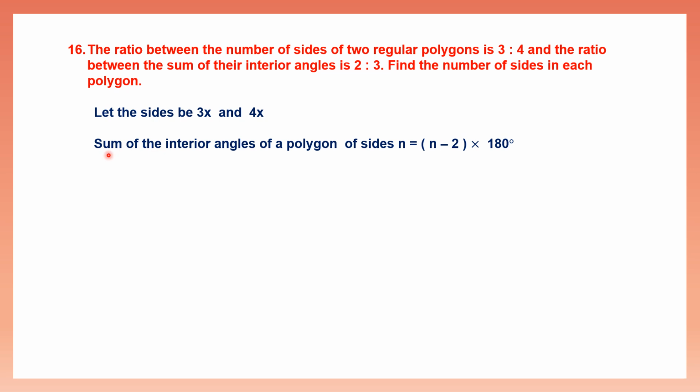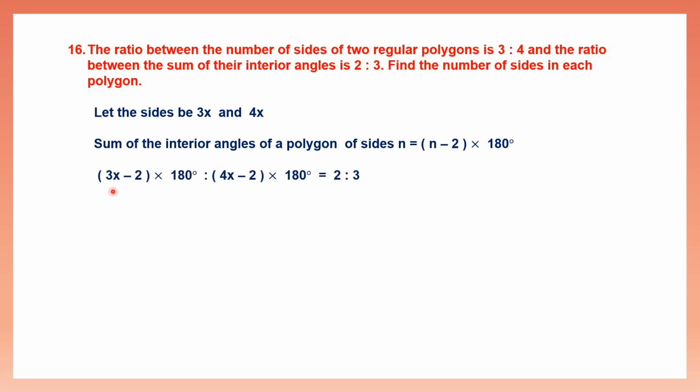Then the sum of the interior angles of any polygon of side n is, now here the sum of their interior angles is 2:3. If you take the sum of the interior angles of any polygon of side n, this is the formula, isn't it? (n minus 2) into 180. Now here there are two polygons. So (n minus 2) into 180. In the place of n, we are first going to write 3x and write everything as it is. And second, in the place of n, we are going to write 4x and write everything as it is.